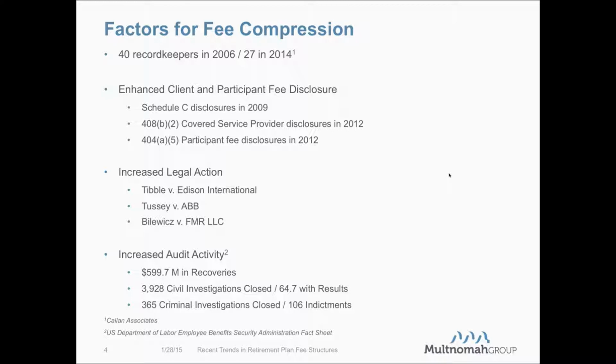Simultaneously, we've seen increased legal action on the fee side. I think this has been brewing for some time, but over this same period of time, we've seen certainly legal course action on Tibble v. Edison, which had to do significantly with fees, on Tussey v. ABB, which had significant fee components, on Braden v. Wal-Mart or Bilewicz v. FMR, or Fidelity, which had significant fee components. So all three of those cases and a dozen others that are in the courts currently provide a significant highlight opportunity to demonstrate the potential liabilities associated with not managing fees well, and therefore leading to fee compression.